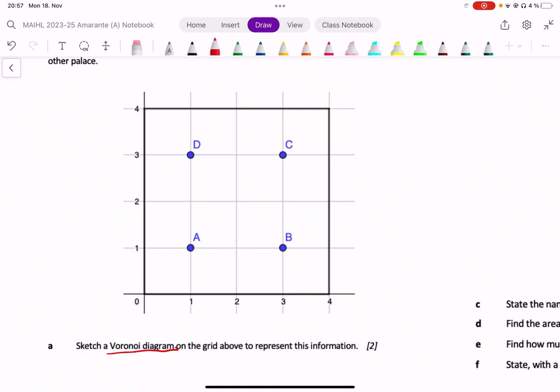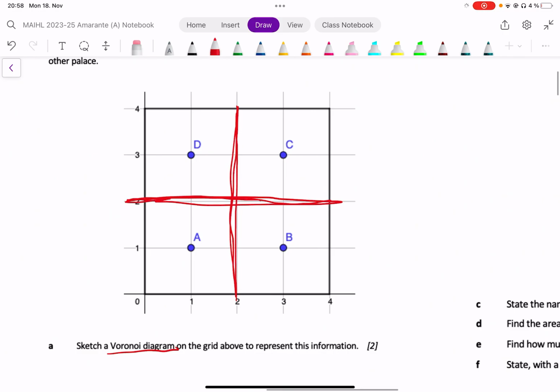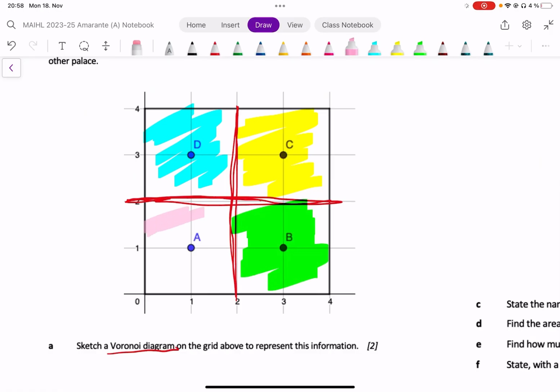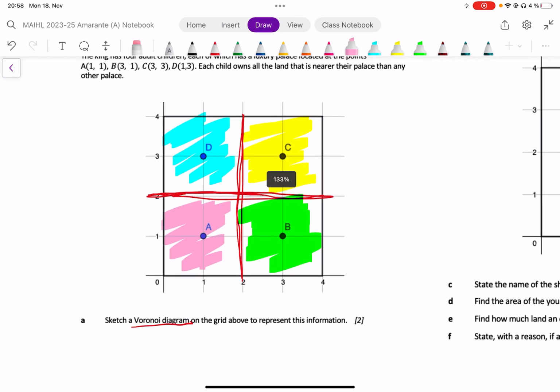So between A and B, the perpendicular bisector is this. Between B and C, it's that. Between C and D, it's the same one. Between A and D, it's the same one there. Right, so the Voronoi diagram just looks like this. You can shade these different regions to show that each one has a different area. So that's our Voronoi diagram for the first one.